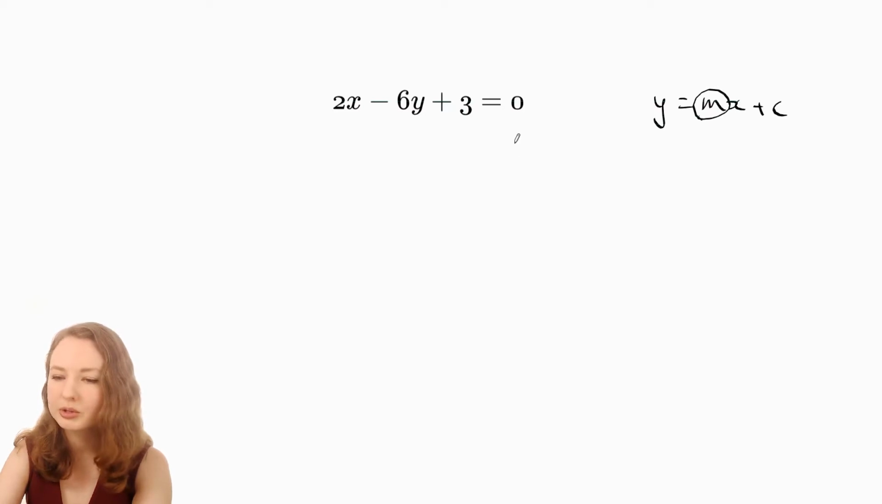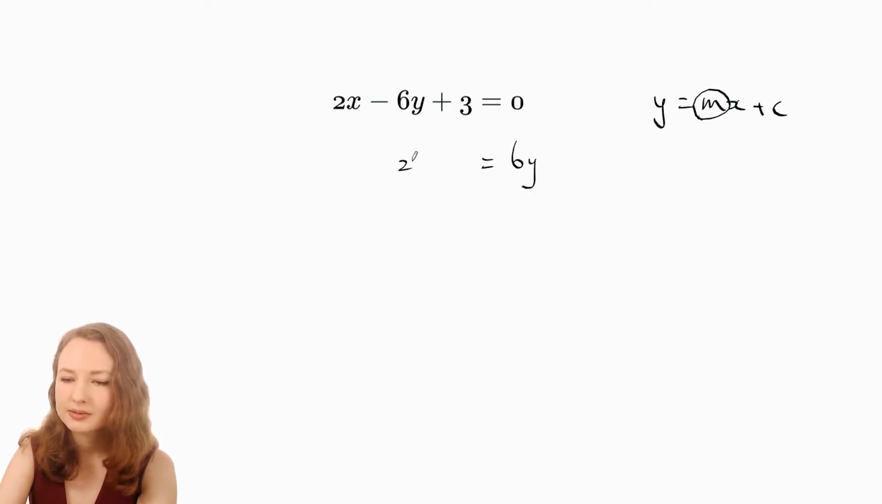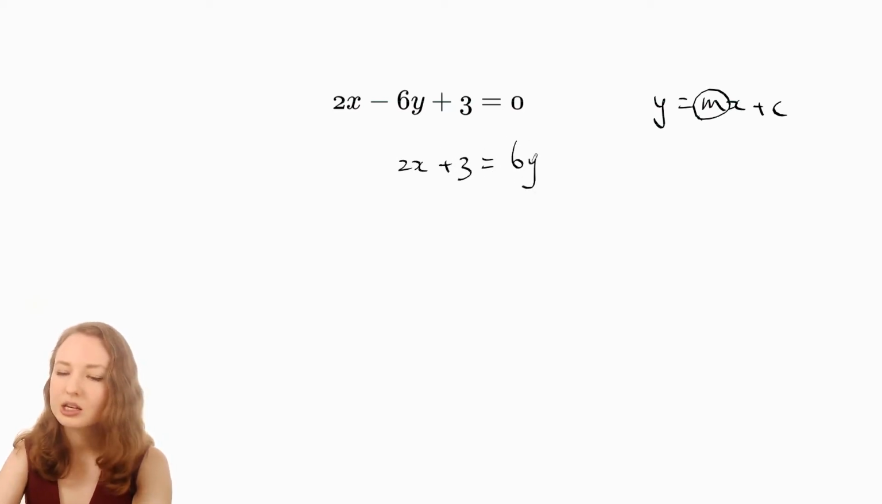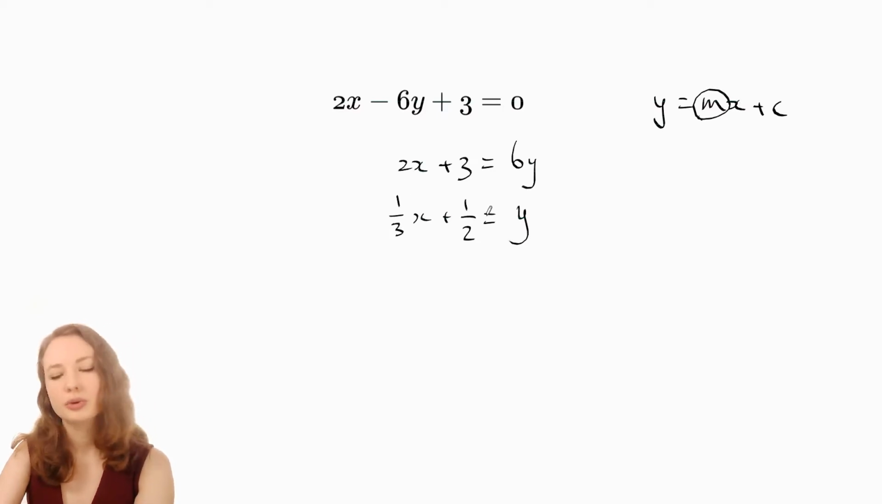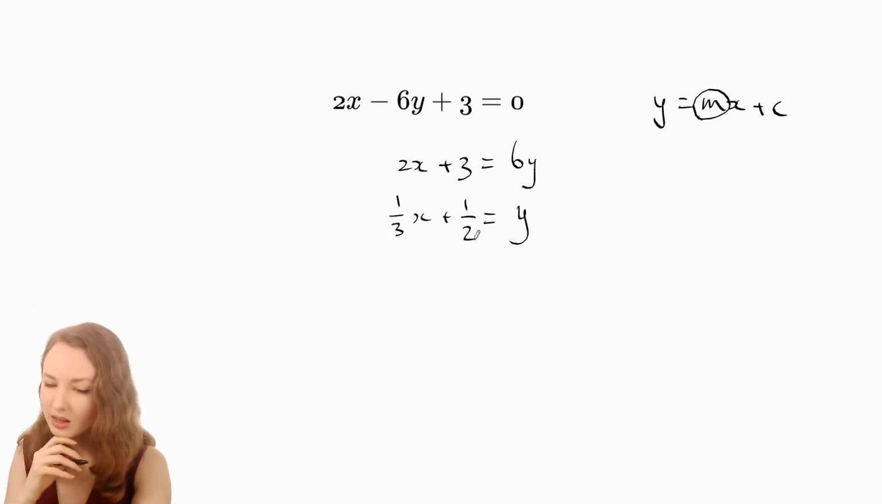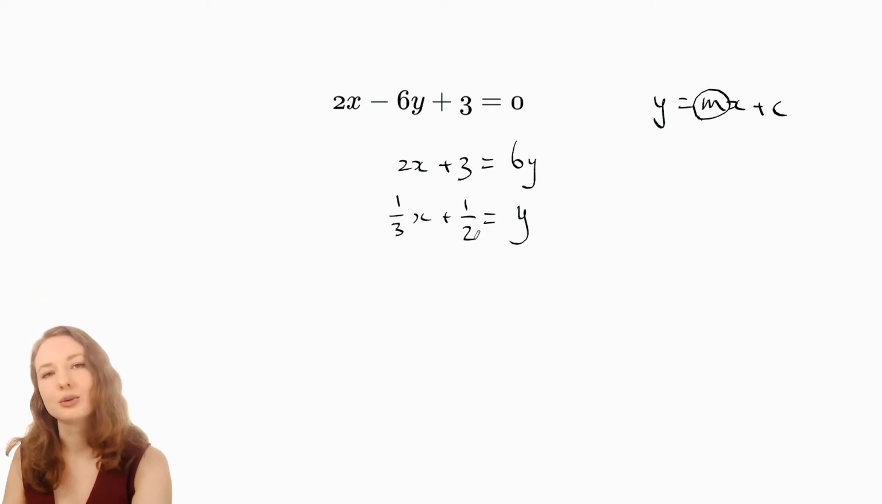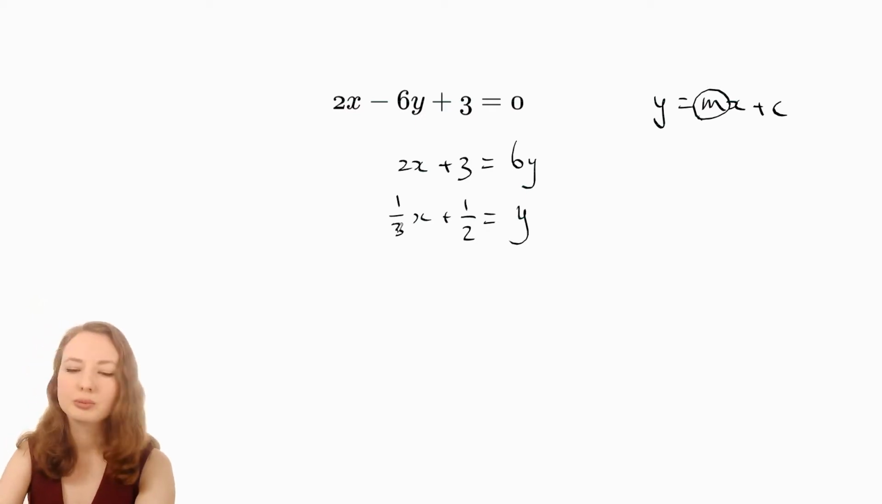So add 6y to both sides. And then you can divide by 6 to solve for y. So we've got to divide each part by 6. So 2 divided by 6 is a third, and then 3 divided by 6 is a half. So this is our slope, and that's our y-intercept. And then if you're working out the slope of the line perpendicular to that one, it would be the negative reciprocal of that, so negative 3.